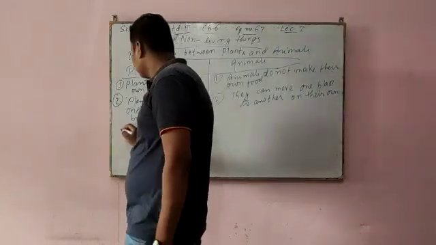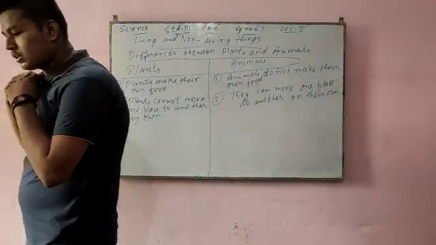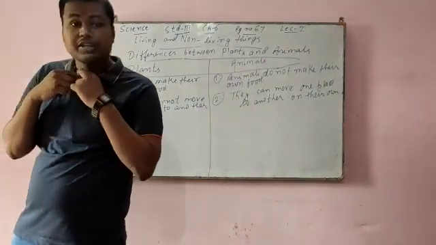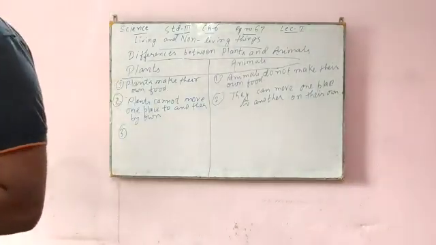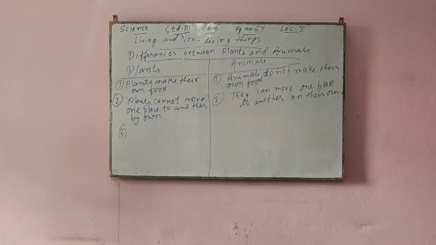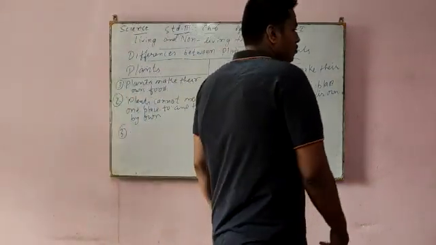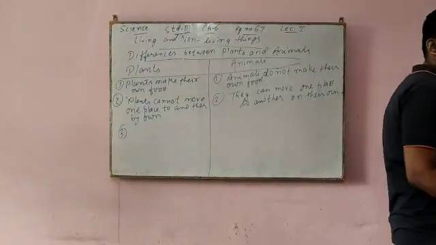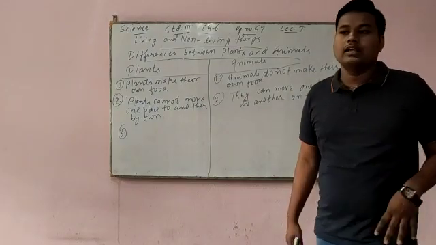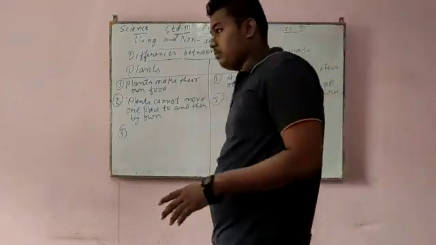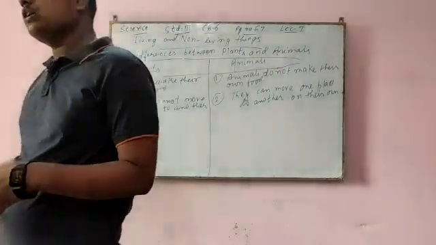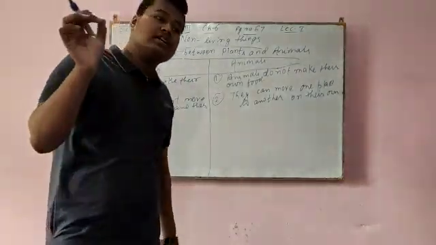Now we'll move to number 3. Plants do not have sense organs, like animals. We have 5 sense organs: eyes, nose, ear, tongue, and skin. Many animals also have sense organs, but many animals use other sense organs.